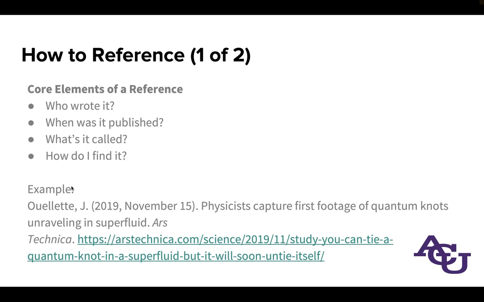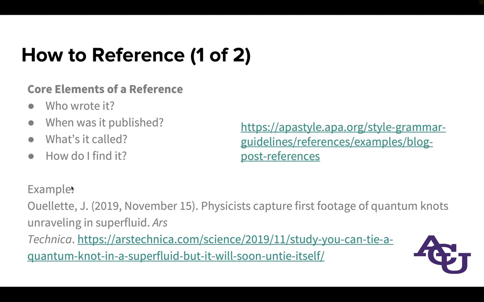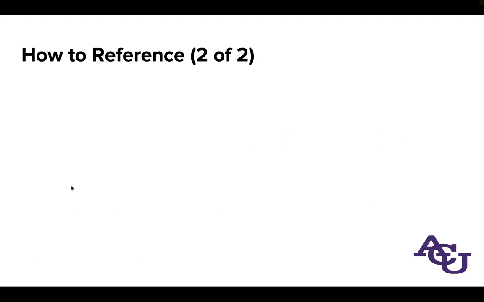All right, what's it called? Well, in this case the title is Physicists Capture First Footage of Quantum Knots Unraveling in Superfluid. How do I find it? Oh, you go to Ars Technica, and here's a link to their website to get to that specific article. And here's a link to a succinct version of the guidelines. You can also find it written up with a little more detail, a little more in the way of examples, in the APA style manual, for example, on page 320. But the website gives you all the things you really need to know.